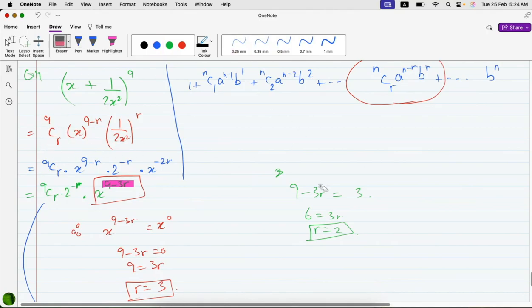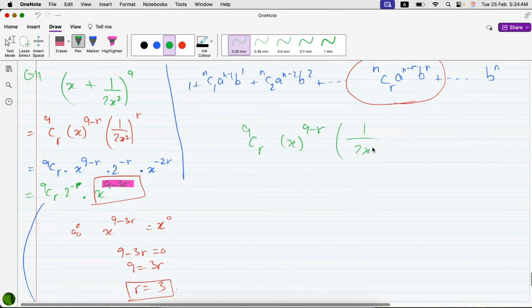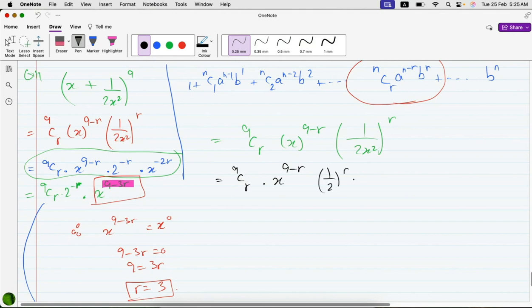In this, I'll write it again. I know why we use 9Cr. Okay. 9Cr x^(9−r) and (1 over 2x²) raised to the power r. And you need to know how we are getting this, right? So the first one is already clearly 9Cr. It is multiplied with x raised to power 9 minus r. Now we need to split this into number and variable. May I write it like 1 over 2 power r into 1 over x square power r?